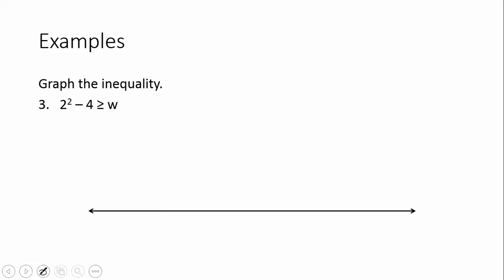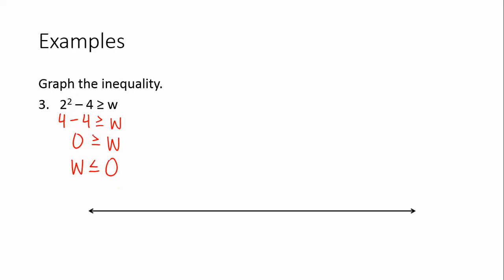Okay, number 3 is 2 squared minus 4 is greater than or equal to w. First we need to clean up the left-hand side. This is just some computation. 2 squared is 4. So we have 4 minus 4 is greater than or equal to w. 4 minus 4 is 0, so we have 0 greater than or equal to w. But you'll remember that I like to have the variable on the left-hand side. That makes shading a little bit easier. So I am going to rewrite this. Notice the flip of the symbol when I rewrite the statement.